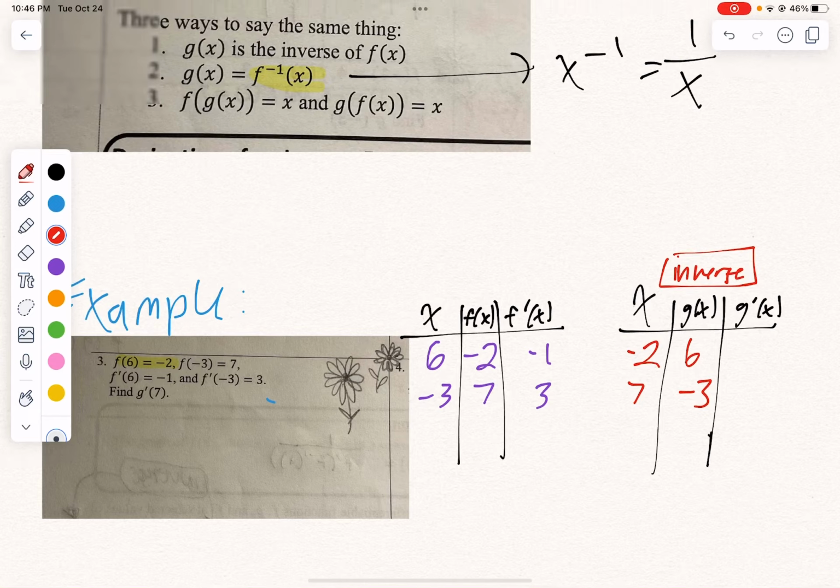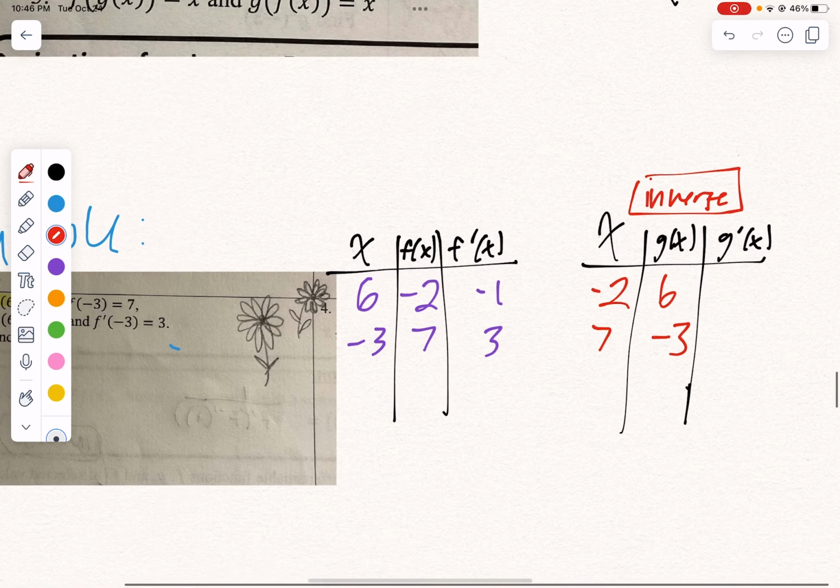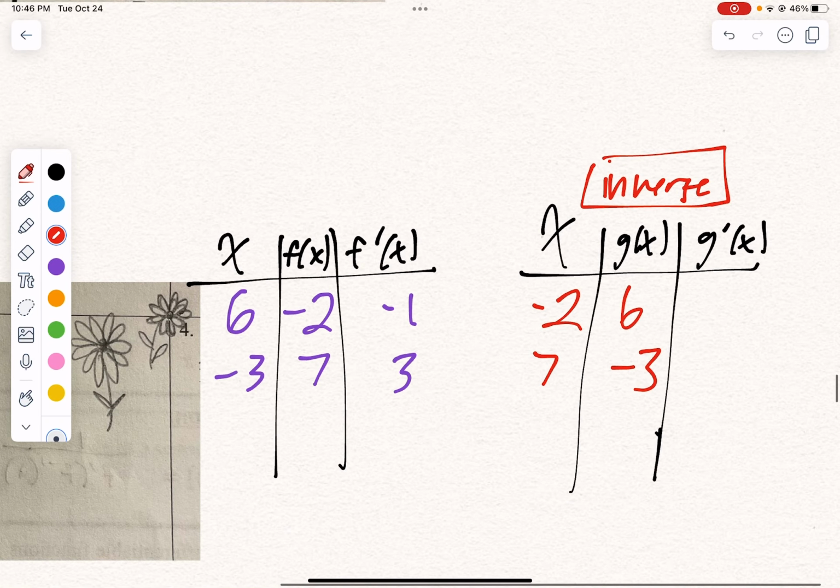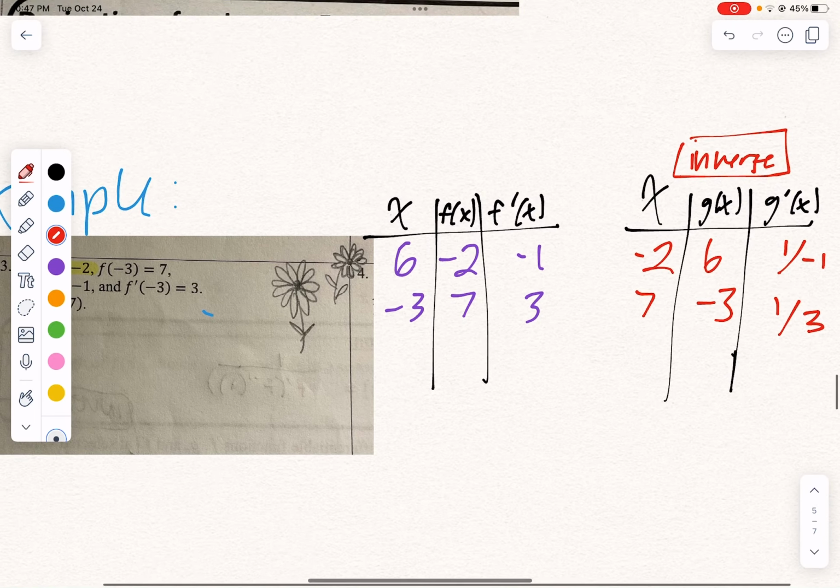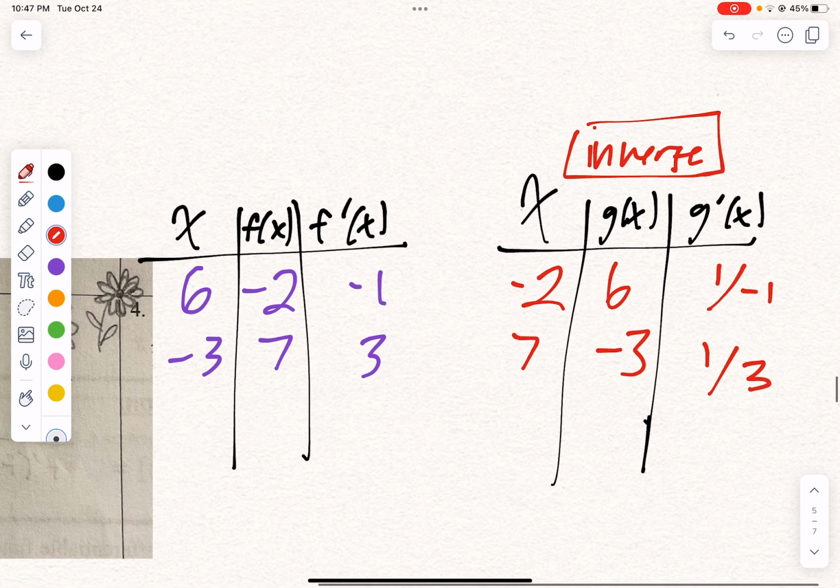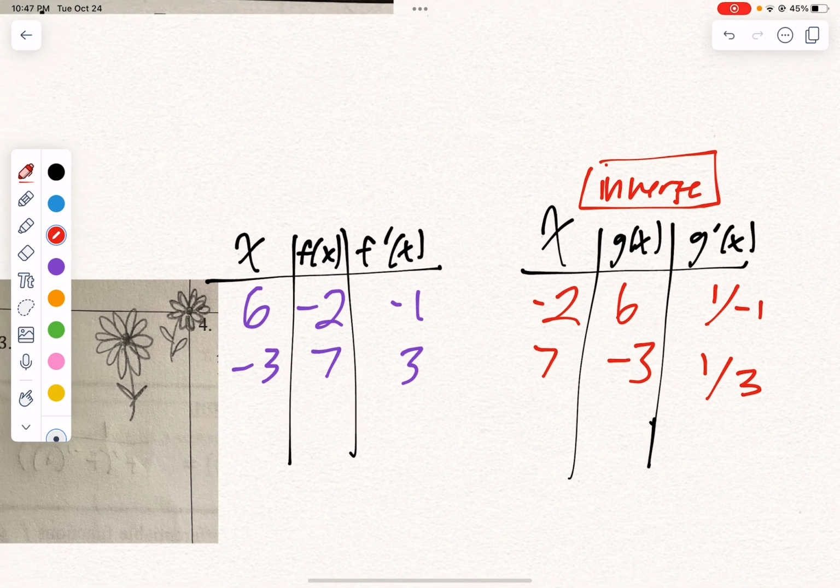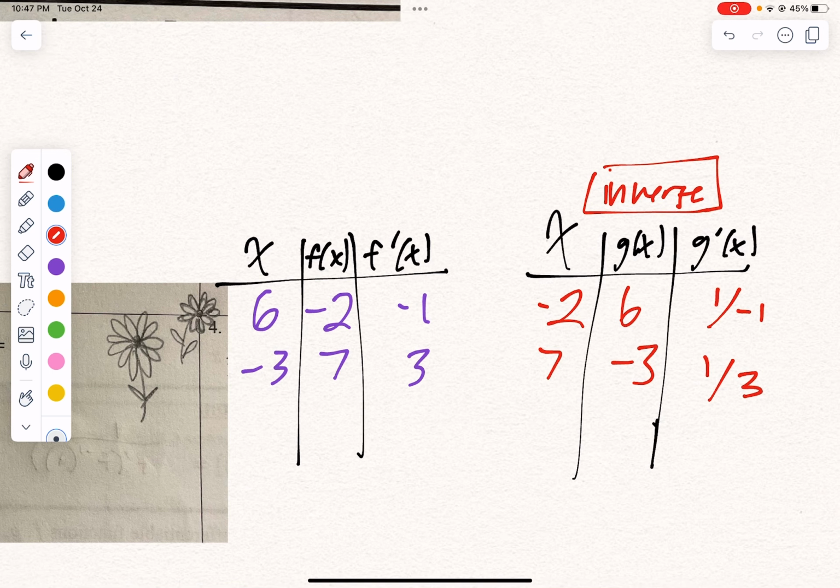And of course, according to our previous definition above, the g prime x derivative of the inverse is literally just going to be 1 over negative 1, and it would be 1 over 3, according to our little definition up there. And of course, if you want to get from g of x to f of x, you would basically take it out of its reciprocal to get the f prime x there.